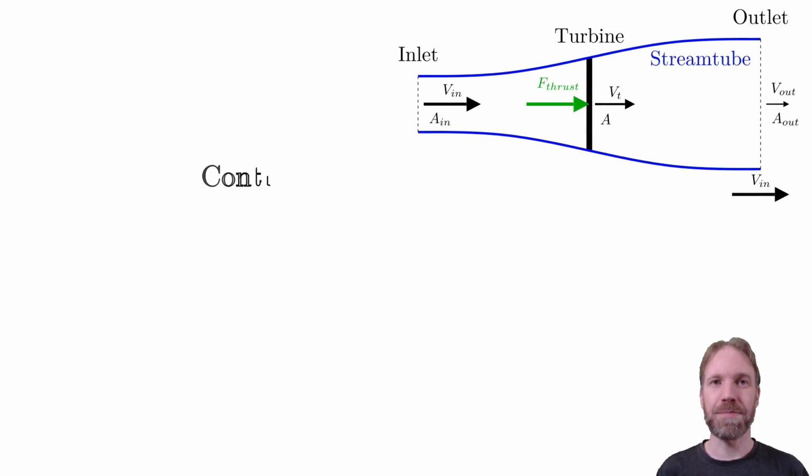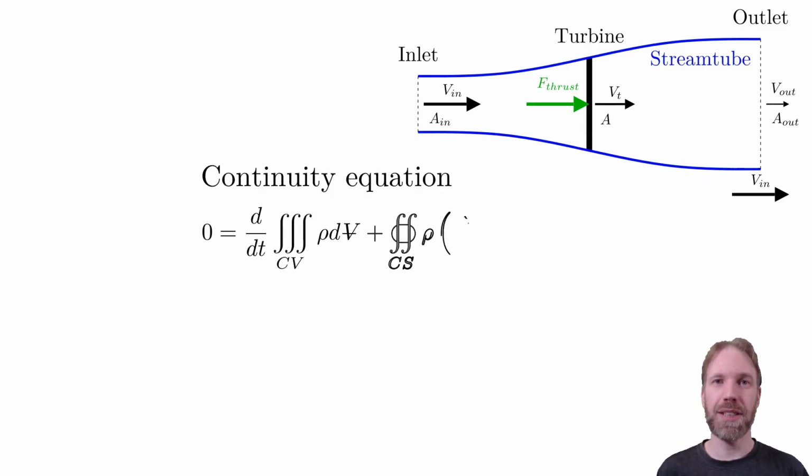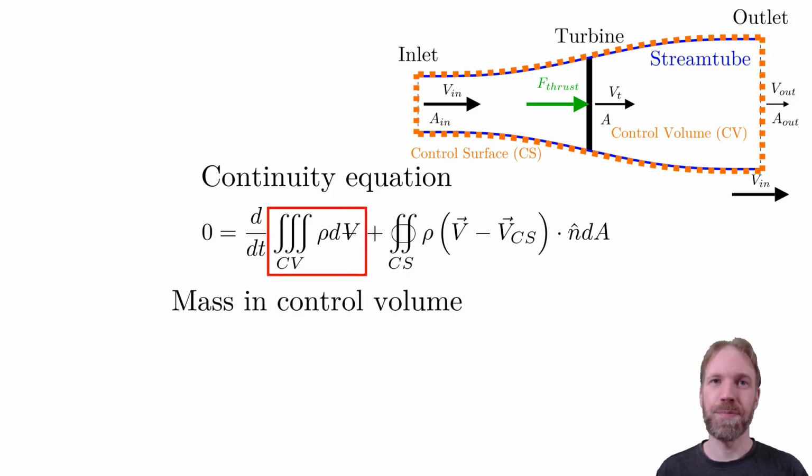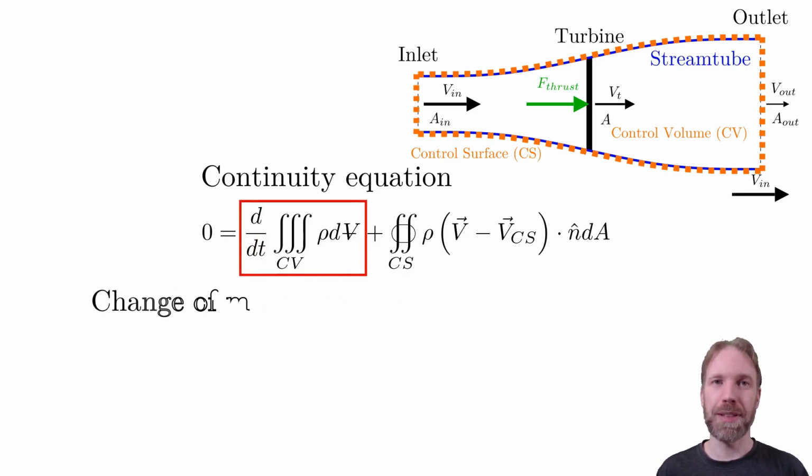Let's start the derivation. The first equation we're going to use is the continuity equation. We use this equation on integral form, which applies for a control volume. First, define the control volume as the stream tube. We call the surface of the volume the control surface. Let's start by briefly explaining the terms of the equation. The volume integral, which is the density integrated over the volume, will be the mass in the control volume. This means that the time derivative makes this term represent the change of mass inside the control volume.